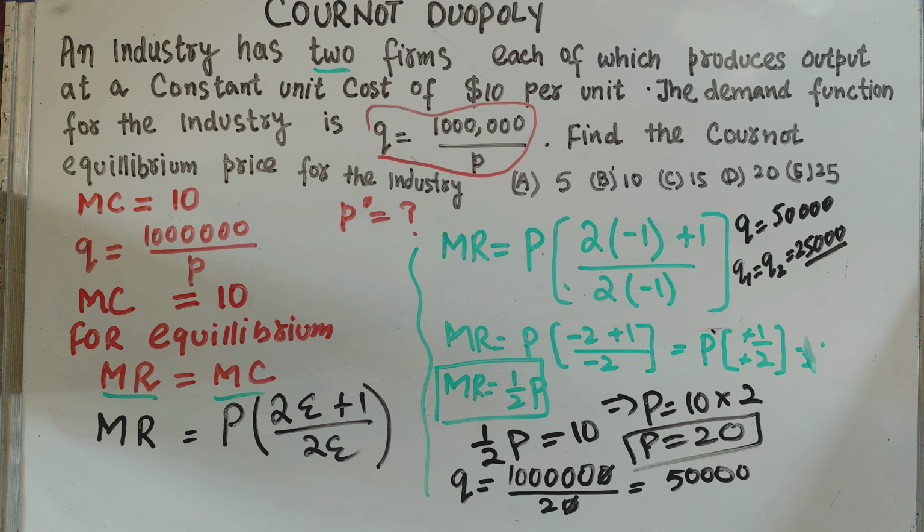We can also find the total profit, but we are not supposed to find it here. The main thing is, if we have a constant elasticity demand function in a Cournot duopoly, we use this relation to get marginal revenue equal to marginal cost, and correspondingly we can find the equilibrium market price. I hope I make myself clear and you find these videos helpful. Thank you.